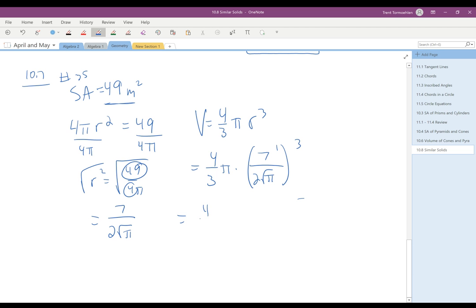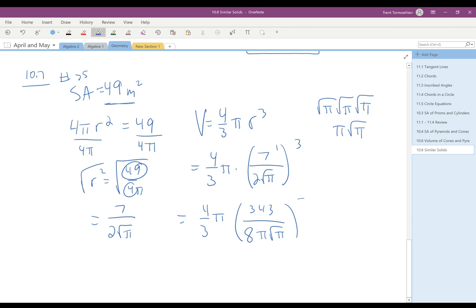Well, that just simply equals 7 to the third is 343. 2 to the third is 8. Now, the square root of pi to the third is just this: square root of pi times square root of pi times square root of pi. But square root of pi times square root of pi is just pi, and so this just now equals pi radical pi. And so that might be the big part that was really uncomfortable for you on this problem.